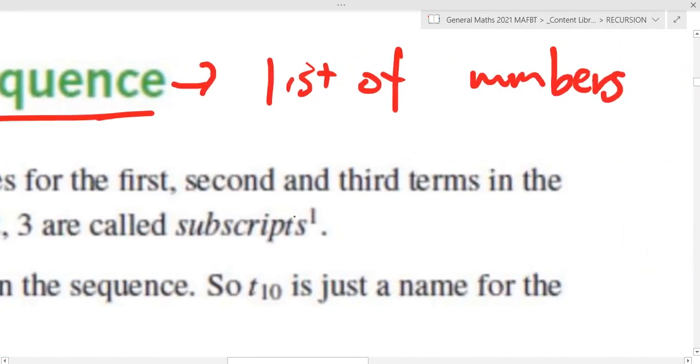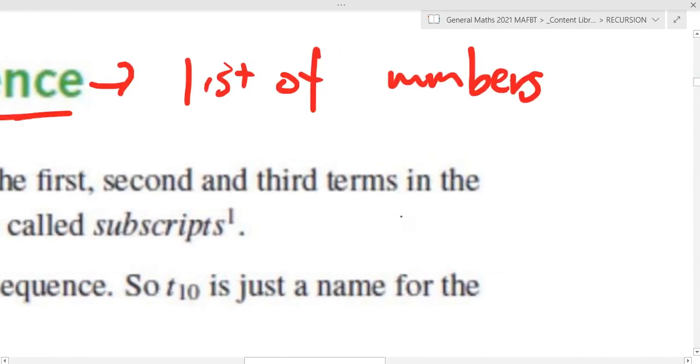Also, just a heads up, when you see T1 like this, that's called a subscript. A subscript is a little number at the bottom, right? But don't worry too much about it. Just put the little number there.